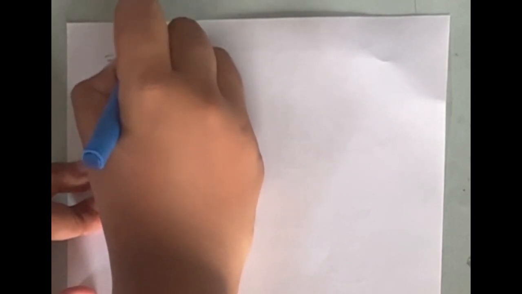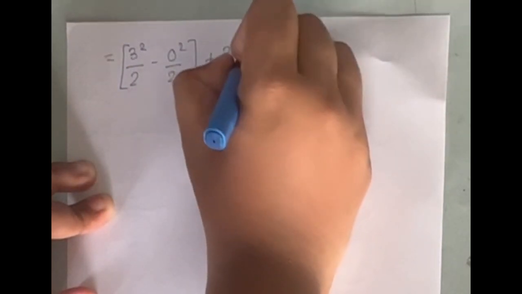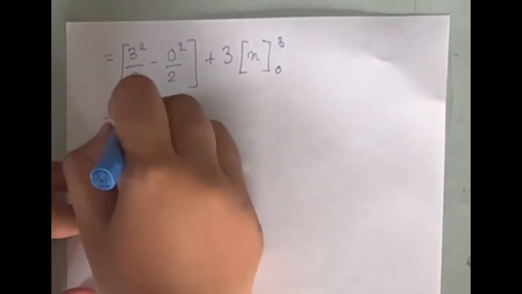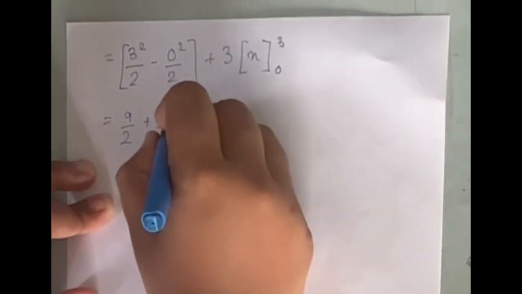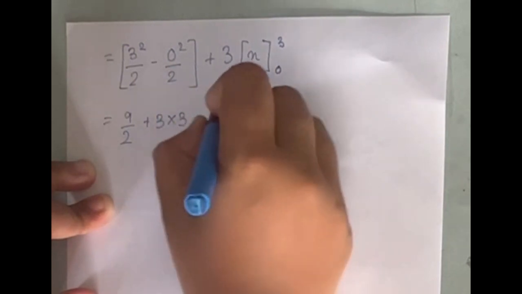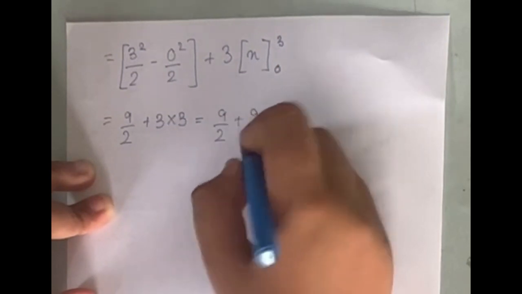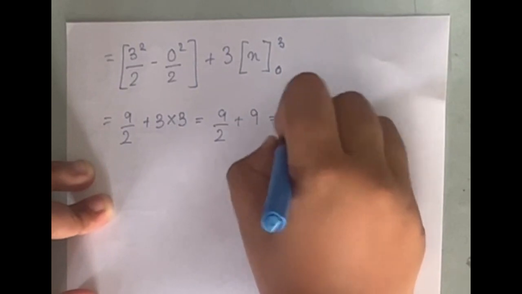So this can be written as 3 square by 2 minus 0 square by 2 plus 3 box x from 0 to 3. This is equal to 9 by 2, this would be 0, plus 3 minus 0, so I am writing 3 into 3. That is 9 by 2 plus 9. Now on simplifying this, 9 into 2, 18, 18 plus 9, 27 by 2.